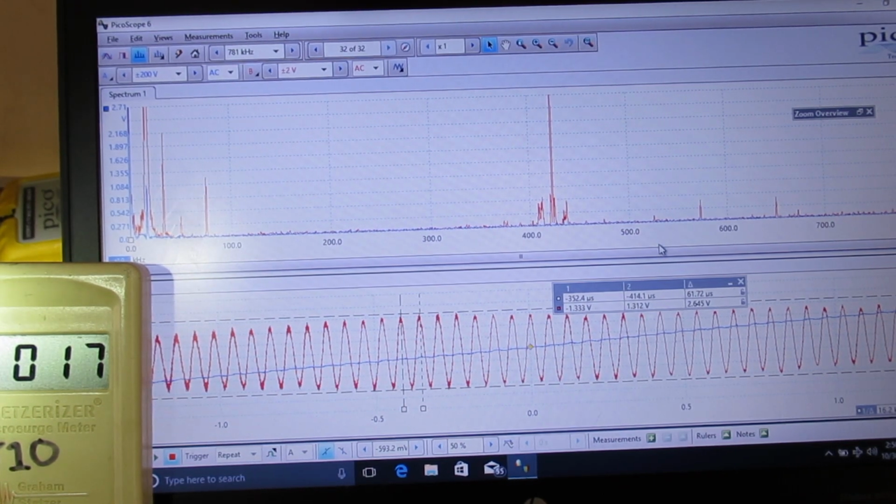So this is not a clean solar inverter, and it's not one that would be good for anybody that is concerned about being exposed to dirty electricity.